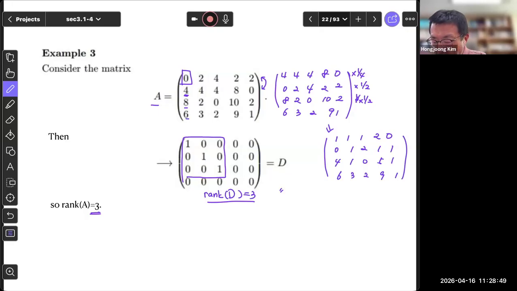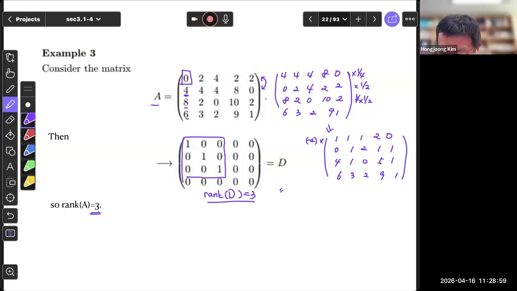Please remember that I just considered the first row, first column entry, and then I change it because all the numbers are multiples of 4. I just perform the scaling operation to get this 1.